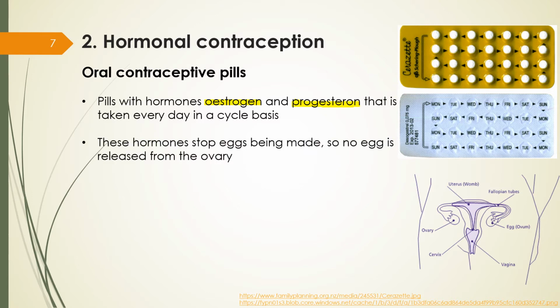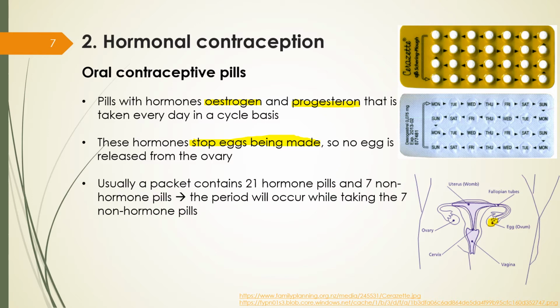These hormones that you are taking stop eggs from being made. So it's basically the same as the previous one, like the implant, because it also stops the eggs from being released. So eggs here in the ovary are not released, they are not made. They prevent them from maturing and being released.